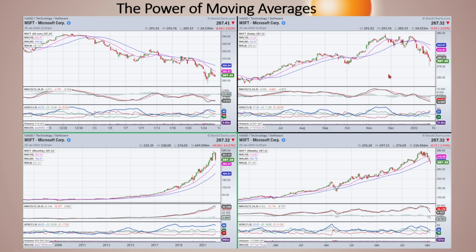And then you can actually look at the monthly chart the same way. I mean, this turned up in 2013, 2014. They crossed to the upside. The 18 crossed above the 40 and has been pretty much steady up all the way since that time.